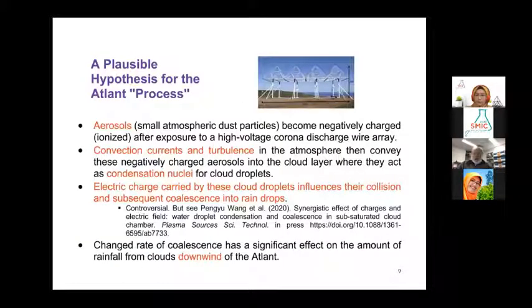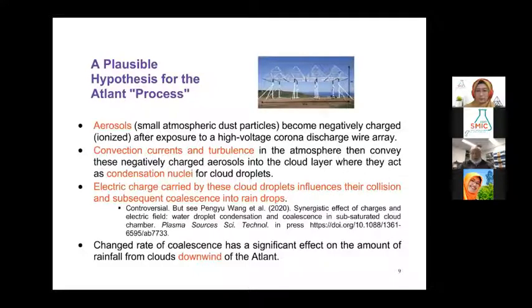So this is an early Atlant mechanism over here. You can see it looks like a whole bunch of wireframe pyramids. Essentially the idea is there's lots of wire strung around these pyramids, and aerosols, small atmospheric dust particles, become negatively charged or ionized after exposure to a high voltage corona discharge wire array. So you have very, very high voltages going through these wire frames.